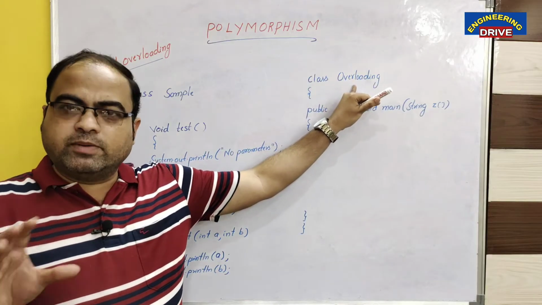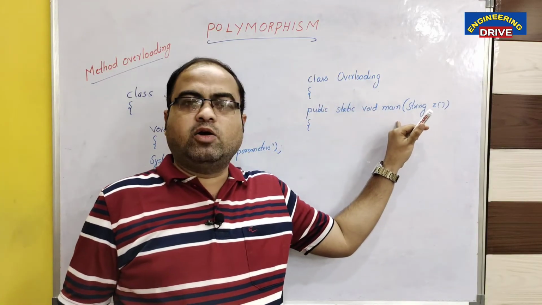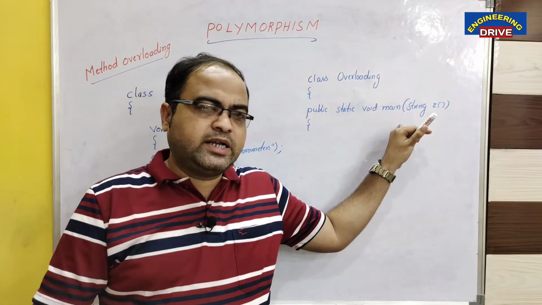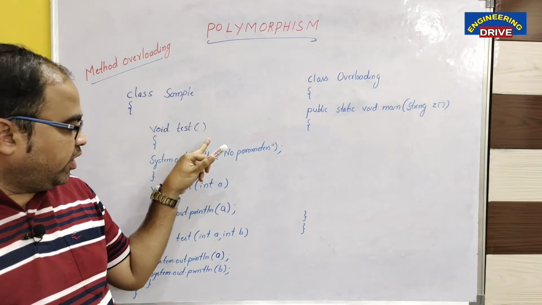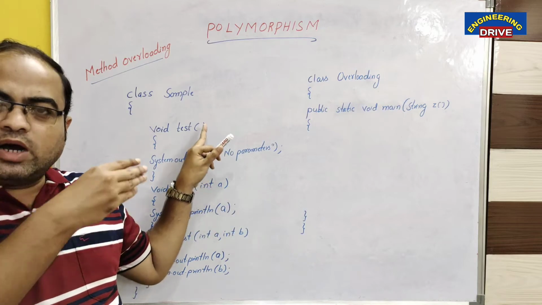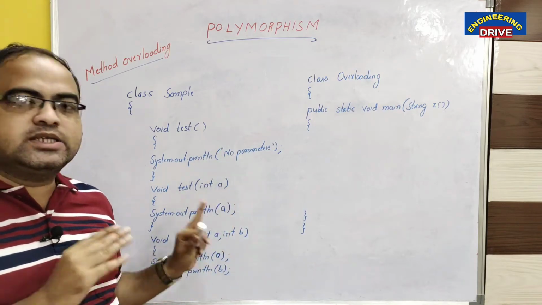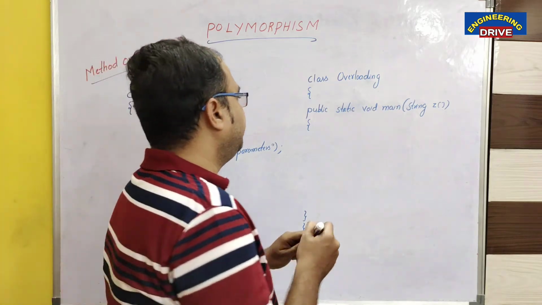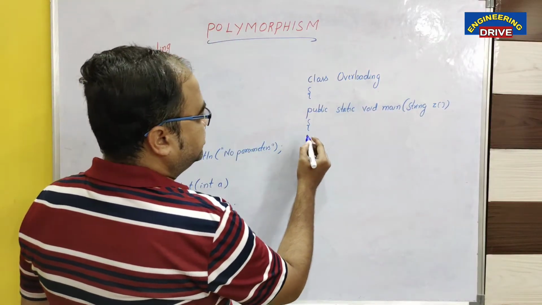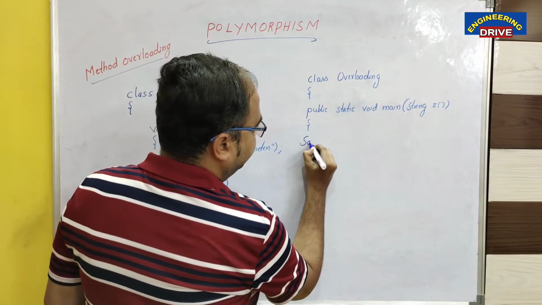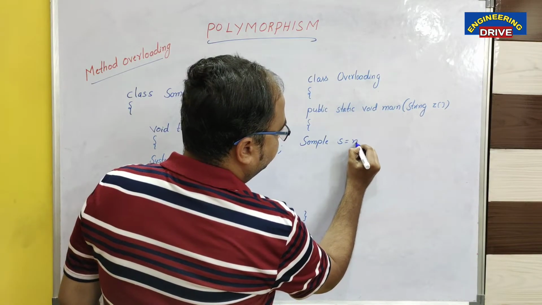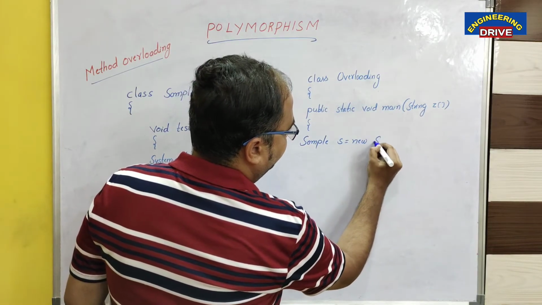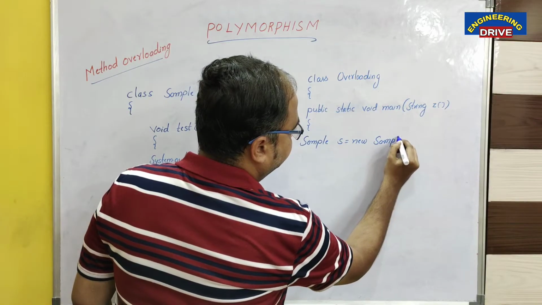Now I have taken one more class. In this class I have implemented the main method. Now what do I need to do? I need to create an object for this class, because I want to call these methods. I want to call all three methods. I want to invoke these three methods. So let me create an object for this class. Sample s is equal to, that is the assignment operator, new Sample.